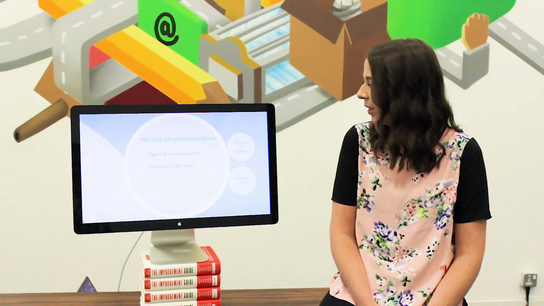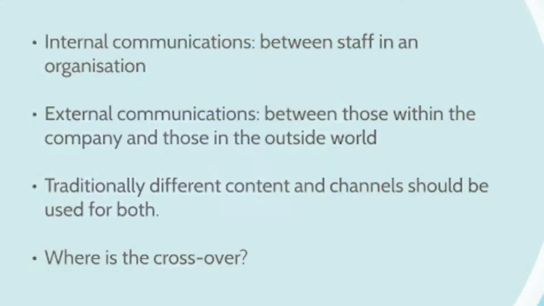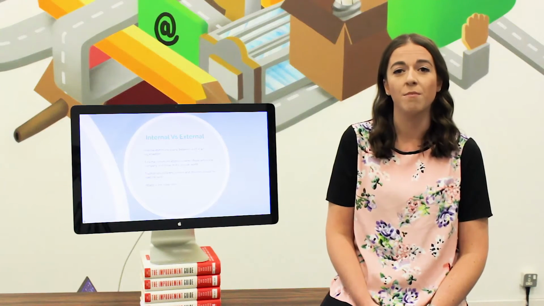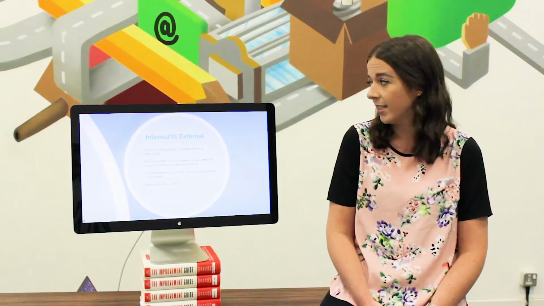your work. So when we're looking at the types of communications, it's mainly broken down into internal and external communications. Internal communications is mainly between staff within an organisation. External is how you communicate to those outside of the company and in the outside world. Traditionally, to communicate to both of these audiences, you'd use different messages and different channels. However, there can be some overlap. Your main strategy will apply to both internal and external communications. It will then be your messaging that you can change depending on your audience, whether that's internal or external.